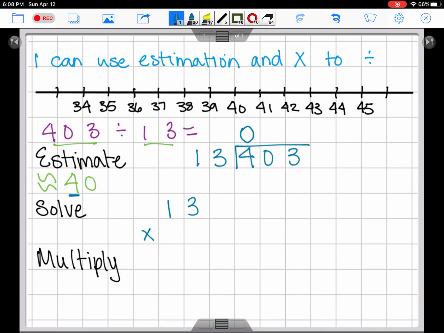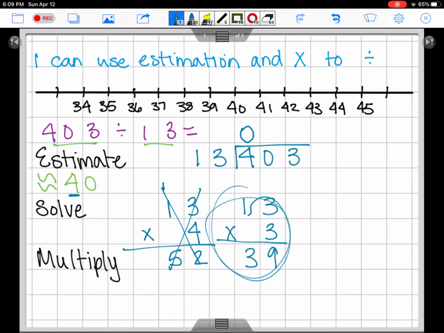So let's see what happens when we multiply 13 by 4. 4 times 3 is 12. Carry the 1. 4 times 1 is 4 plus 1 is 5. Well, 52 is definitely too big, so we need to try something else. It can't be 4. Let's just try 3. 13 multiplied by 3. 3 times 3 is 9. 3 times 1 is 3. 39. Perfect. That gets us very, very close to 40.